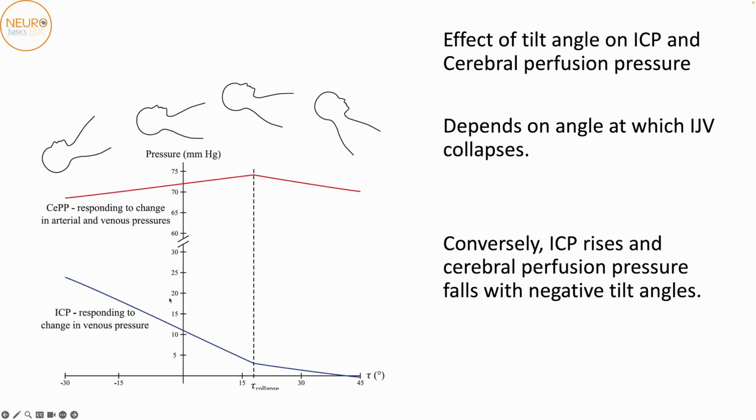As we can see over here, this is the change that happens in cerebral perfusion pressure and intracranial pressure with changes in head elevation. This is neutral. As you elevate the head slightly, arterial pressures and venous pressures both are falling, but your venous pressure falls a lot more than the arterial pressure does, so ICP will fall. And because venous pressure is falling a lot more than arterial pressure, cerebral perfusion pressure will rise. On the other hand, at the point at which the IJV collapses, the venous pressure again starts rising. So your fall in ICP decreases and your cerebral perfusion pressure, instead of going up, now starts to fall.